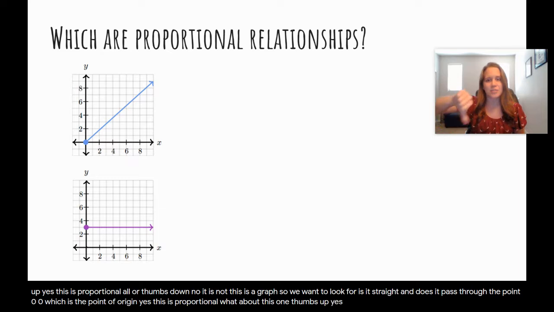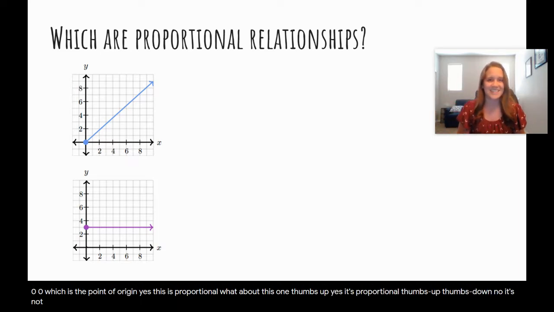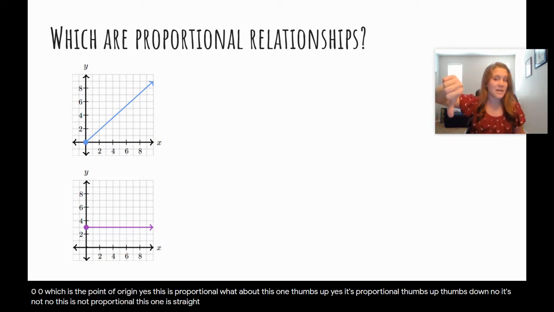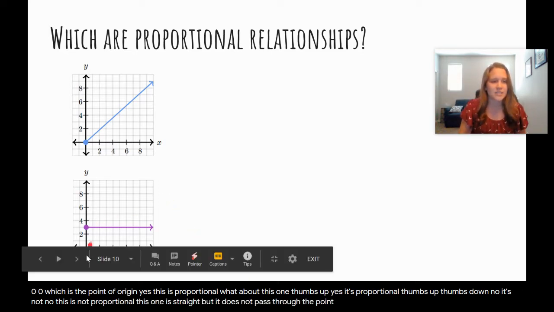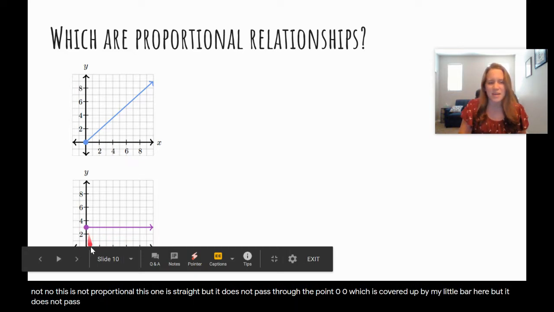Thumbs up, yes, it's proportional. Thumbs up, thumbs down, no, it's not. No, this is not proportional. This one is straight, but it does not pass through the point 0, 0, which is covered up by my little bar here, but it does not pass through that point. It passes through the point 0, 3, so not proportional.